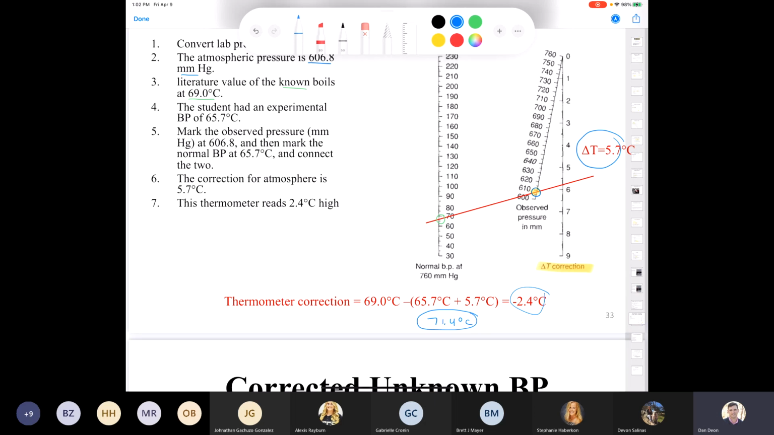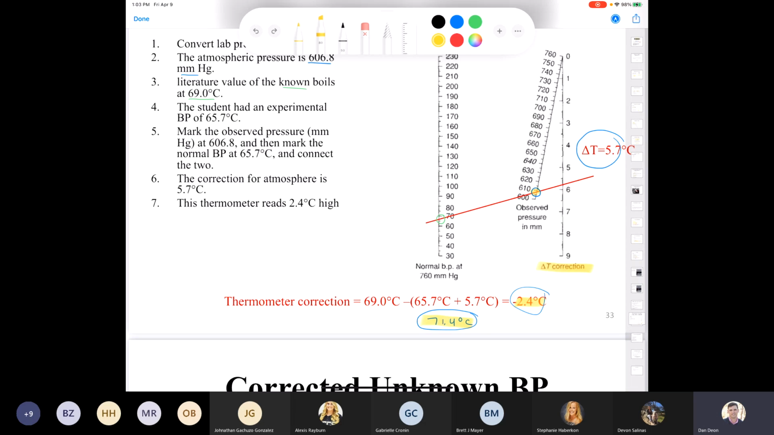What does that tell you? That tells you that once you did the correction, and this is what I'm trying to get to, you ended up with a boiling point that was 2.4 degrees Celsius too high. So that means that when you measure your boiling point of your unknown, you have to do the nomograph correction, but you have to subtract 2.4 degrees Celsius because this is the error in your thermometer. It measures 2.4 degrees Celsius too high.